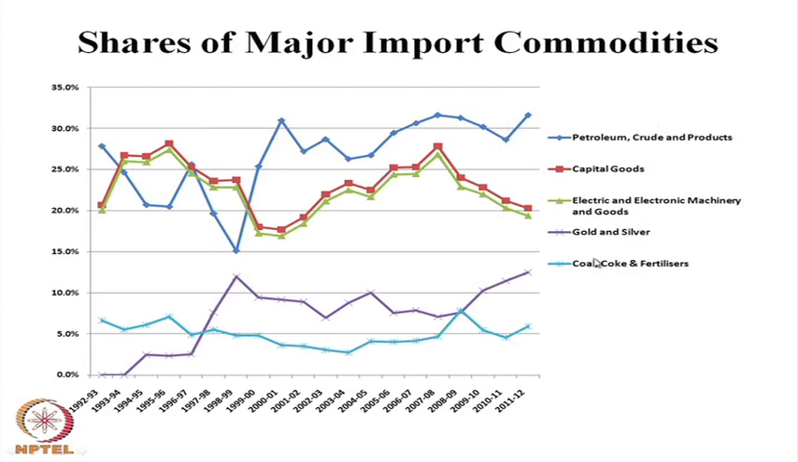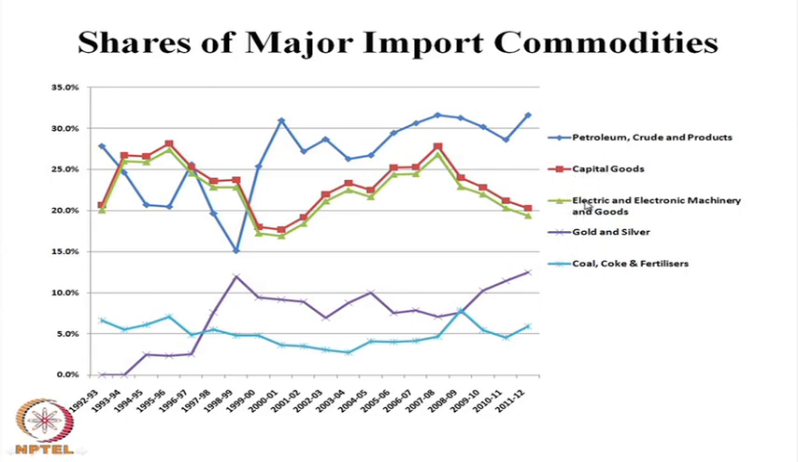And over the years, if you see, the petroleum import has increased significantly. Similarly, capital goods import has been fluctuating over the years. Gold and silver was quite low up to 97-98, and has increased significantly. It constitutes nearly 12 to 14% of our import basket. After that, coke and coal, because of liberalization and development of the iron and steel industry, the demand for coke and coal has increased significantly. And after that, there is the blue line.